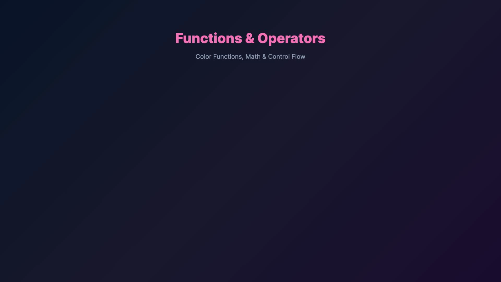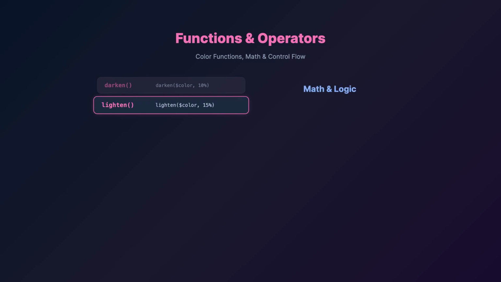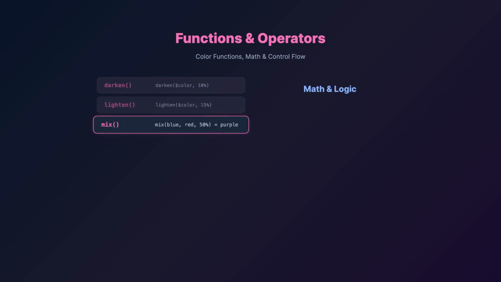SASS has built-in functions and lets you write your own. Color functions are the most useful. darken($color-primary, 10%) takes your primary color and makes it 10% darker. Lighten does the opposite. lighten($color-primary, 15%).